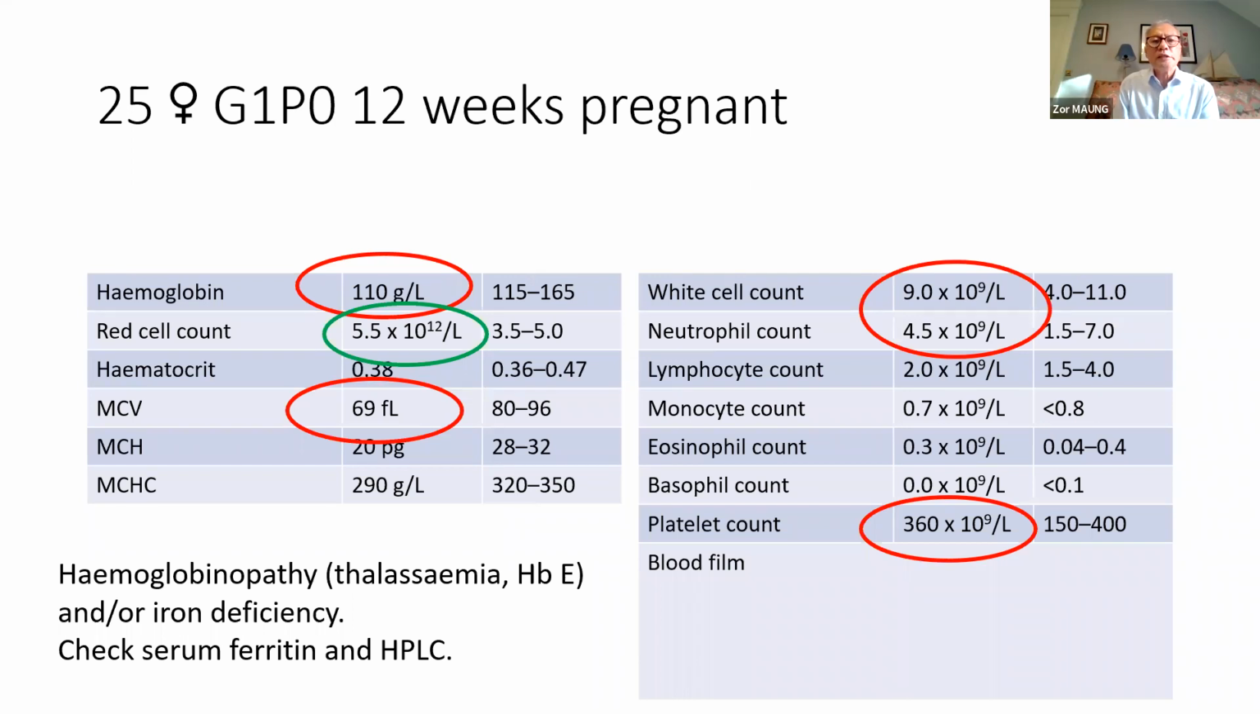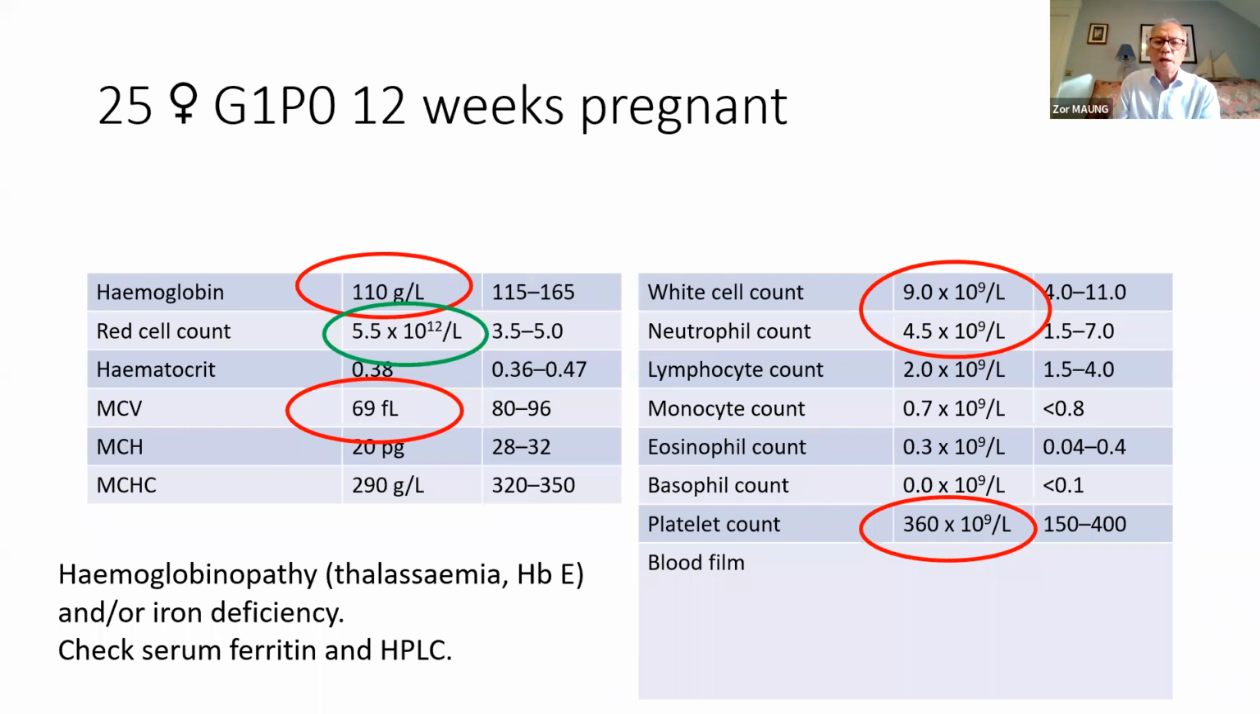In this scenario the red cell count is raised, increased, whereas in iron deficiency the red cell count is lower than normal. So that looks like hemoglobinopathy. But again, iron deficiency cannot be excluded, so check serum ferritin. Then do a hemoglobinopathy screen.